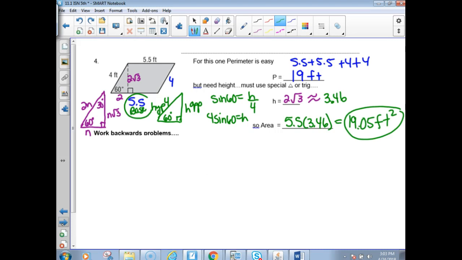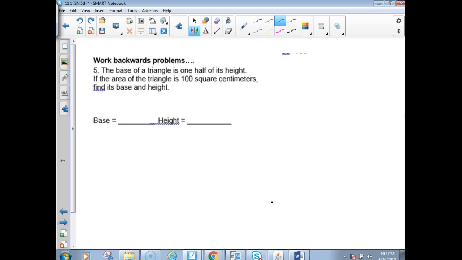All right, moving on. Number 5. Now we're going to do a work backwards problem. The base of a triangle is half of its height. So its height's the biggest. I'm going to make a triangle. I don't know what kind of triangle it is. But it said the base is half the height. So that means the height is how much compared to the base? If I make the base be x, how big would the height be?